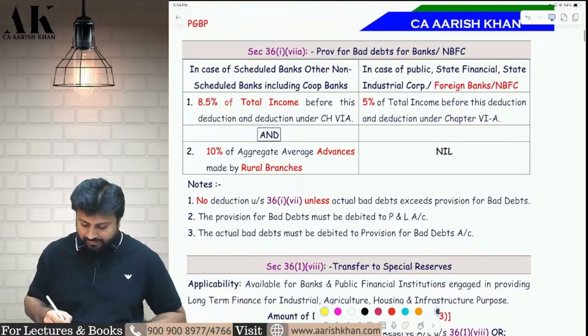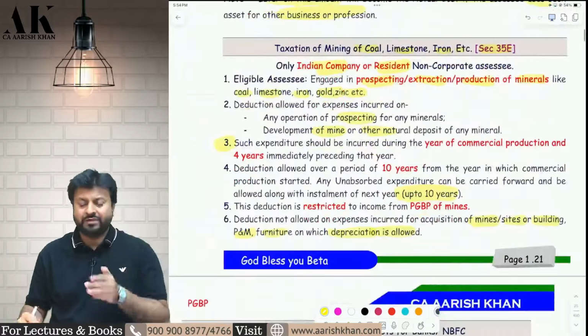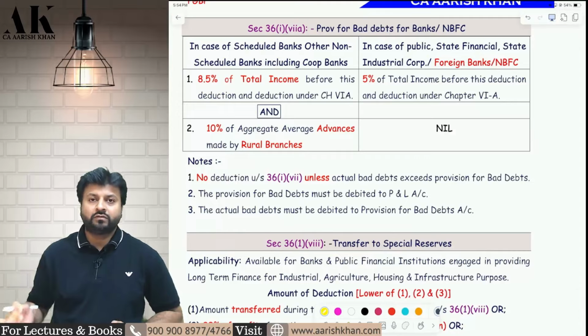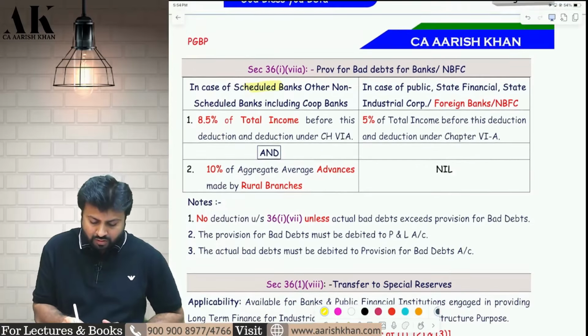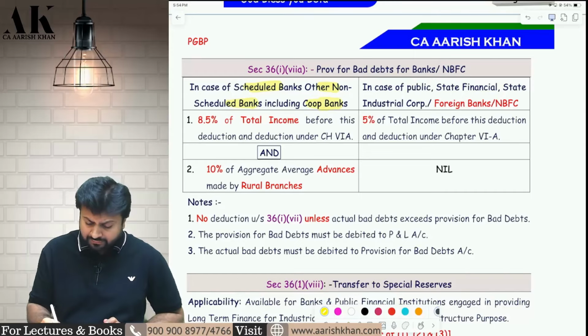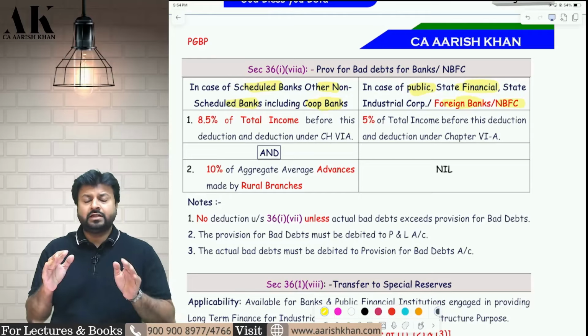Okay. Now coming to the next section, which is very, very, very important. The previous one, 35E, was not that important, but this is an important one, 36(1)(viia), provision for bad and doubtful debts. That is provision for reserves and doubtful debt, which is applicable to certain banking industry. So if you are a scheduled bank or non-scheduled bank or cooperative bank, then the treatment is different. And if you are a public financial institution, state financial corporation, foreign bank or NBFC, then the deduction is different.